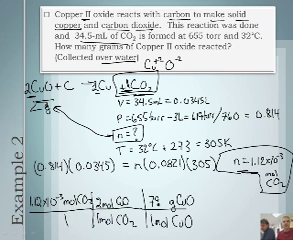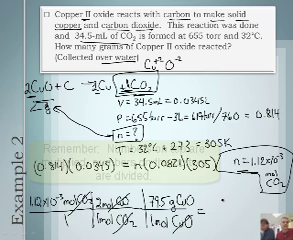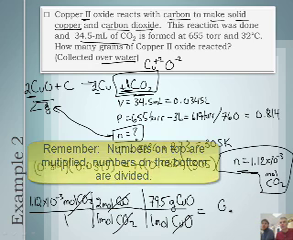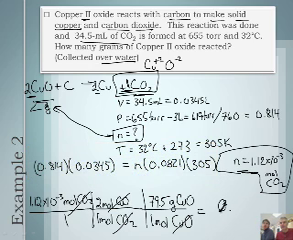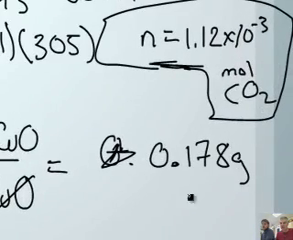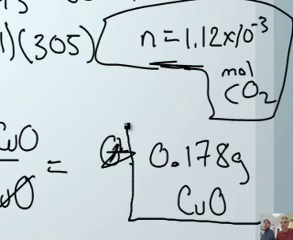79.5. So moles of CO2 cancel, moles of copper oxide cancel, and we take 79.5 times 2 times 1.12 e negative 3. That's a pretty small number. I must have done something wrong. I must have hit the divide sign. There we go. 0.178 grams of CuO.